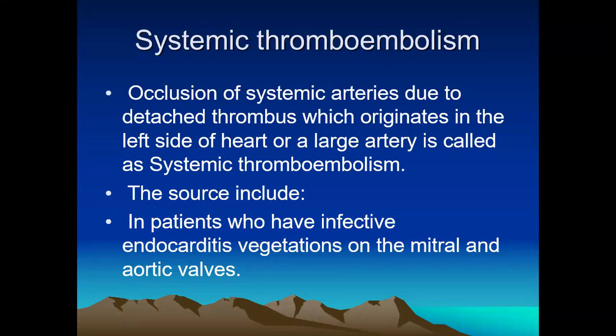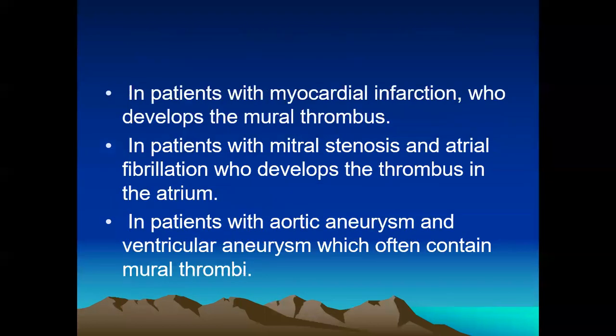The sources can include, number one, patients who have infective endocarditis, with vegetations, most probably on the mitral and aortic valve. These are some sources for development of systemic thromboembolism. Endocarditis causes the formation of vegetations, and they can lead to the formation of emboli.